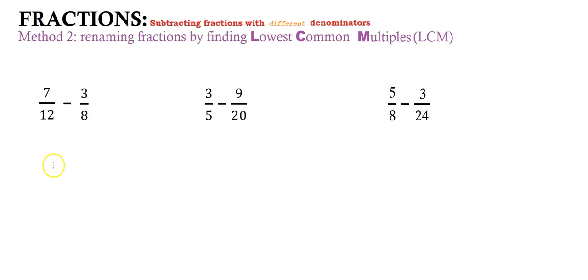Because if we want to rename to have a different denominator so that we can actually solve the problem, we can go 12 times 8, and that would make a denominator of 96. You can do that. But 96 is a big number, and there might be a lower number we can use for both of these denominators.